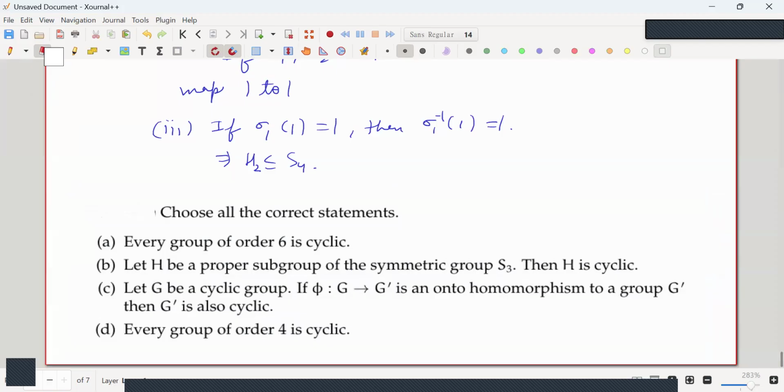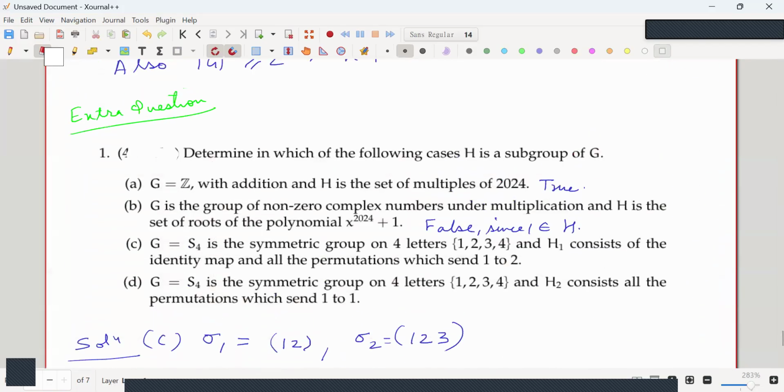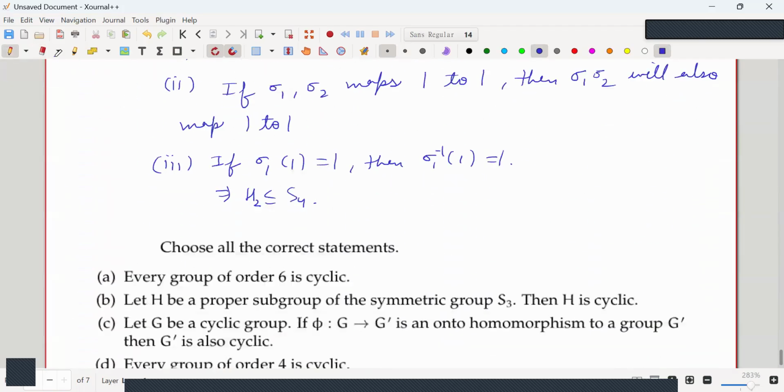So you are supposed to choose again the correct statements. Every group of order 6 is cyclic. Whether this is true? No. S3. Why? S3 has order 6. It's not. If you know S3, then half of the problem is done, right? Yes, sir.